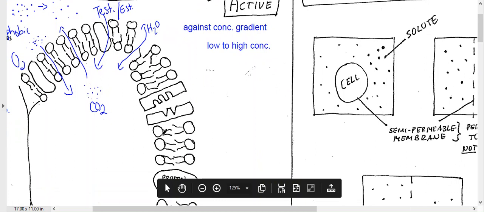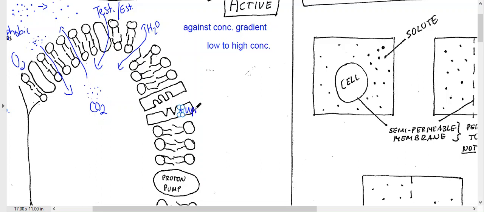So one example that we're going to look at here is the sodium-potassium pump. Every time you see the word pump, you need to know that that is active transport. You're actively going to pump something through, which means you are going to require ATP.